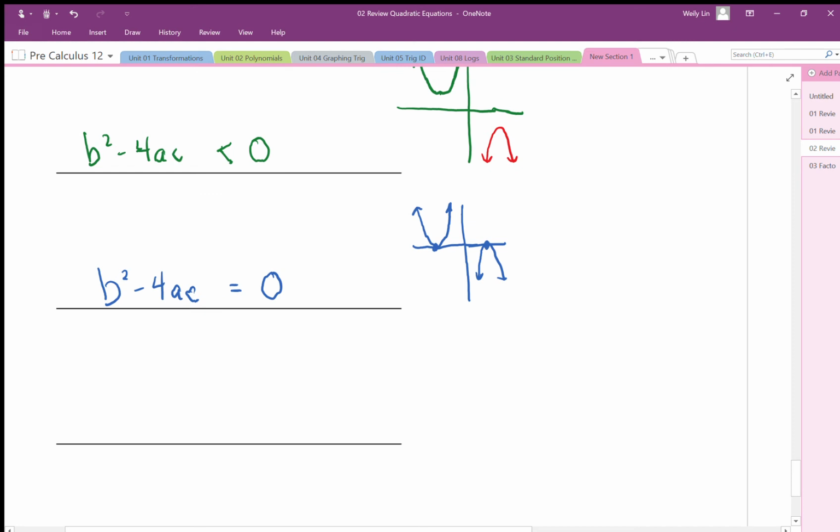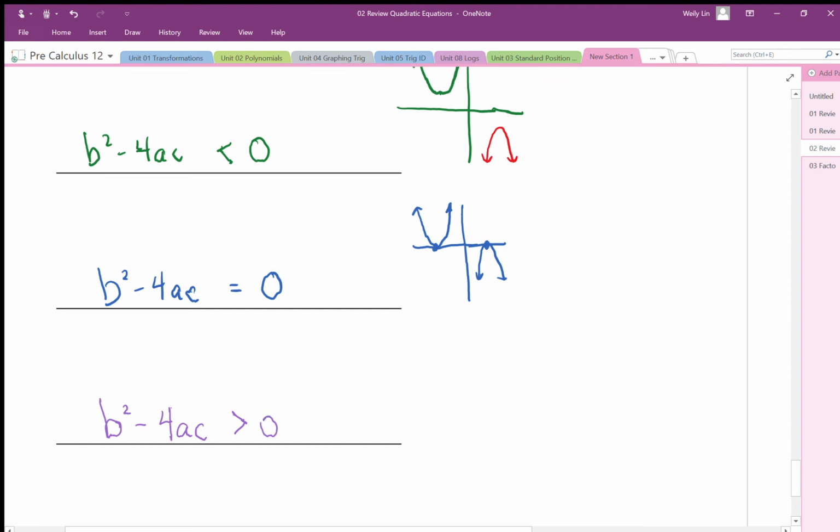And if it's greater than 0, which I'll do in a different color here, let's go with purple. So if b squared minus 4ac is greater than 0, what that means is that we have a positive in the square root.